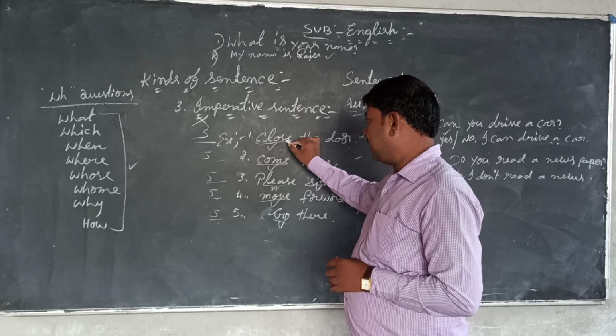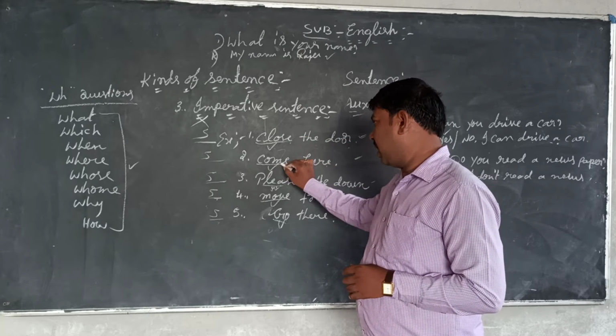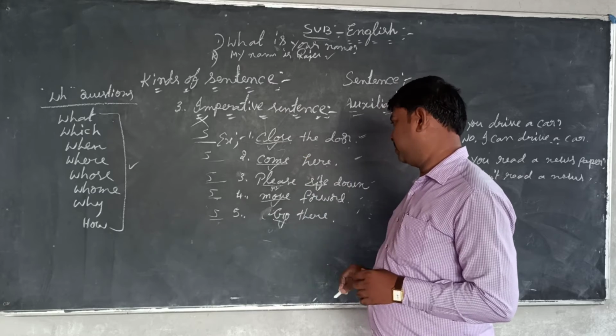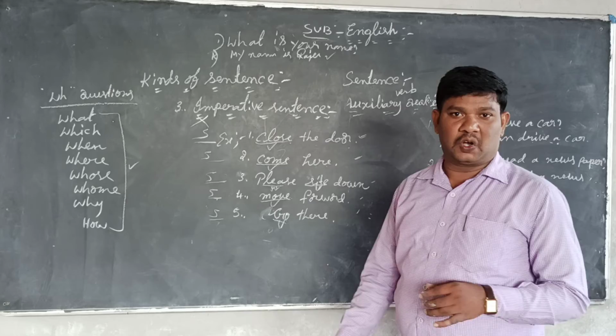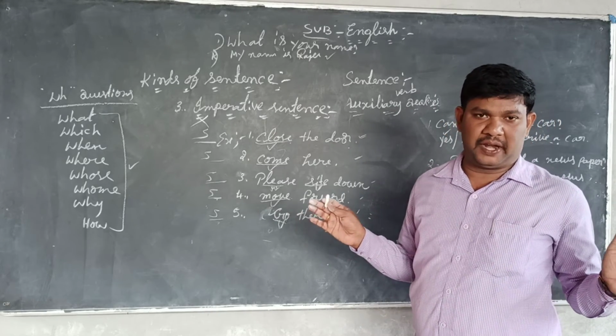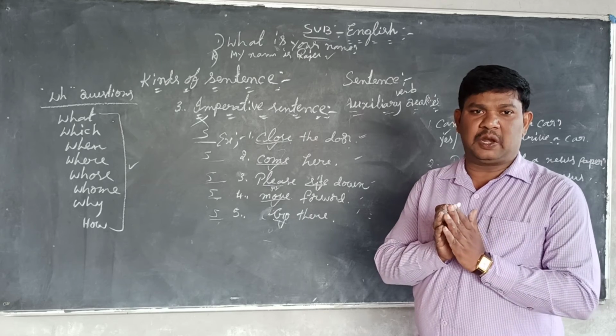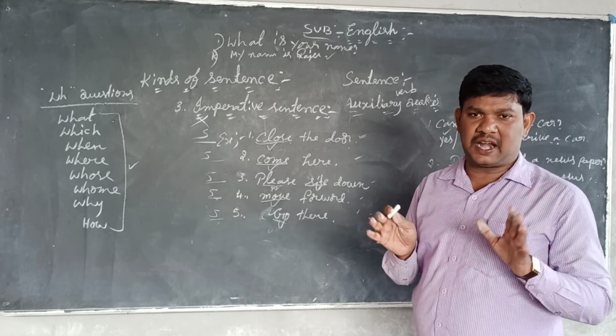So those are very short types of sentences. In this sentence, "Come here," there are only 2 words. Here also, "Move forward," 2 words, very short sentences. So that is the imperative sentence with complete meaning. Then you understand very clearly, very neatly.